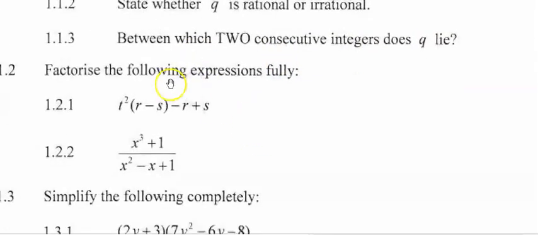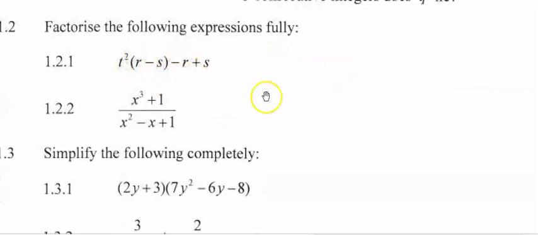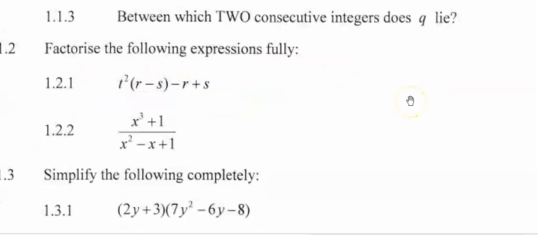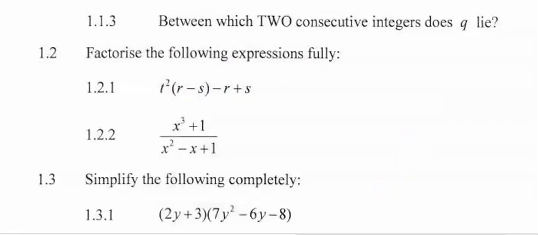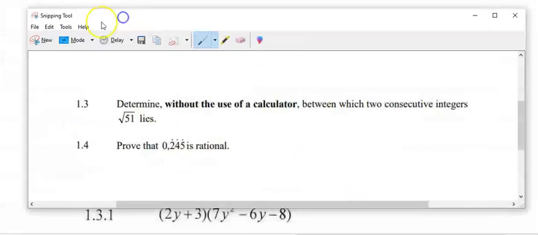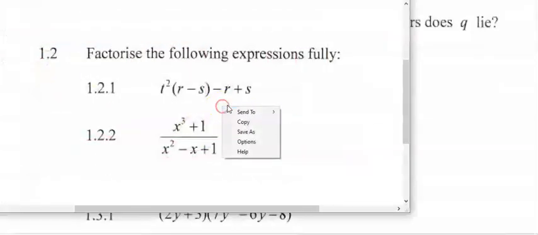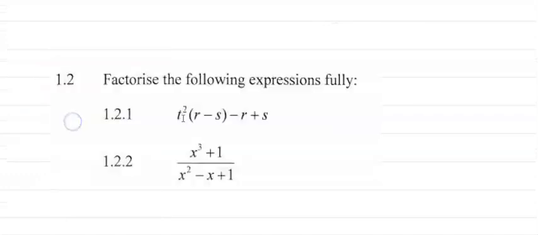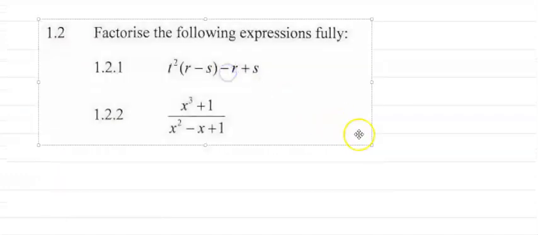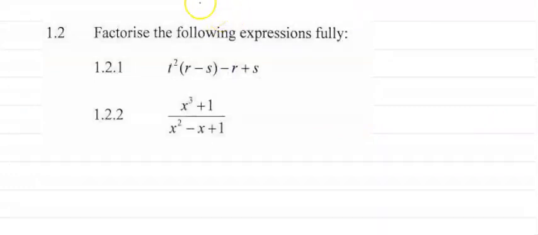Right, so it says factorize the following expressions fully, and we have two examples here. So only two examples here. Let's look at these two examples. Yeah, you can see we got sum and difference of two cubes here. All right, so let's look at it. It says factorize the following expressions fully.